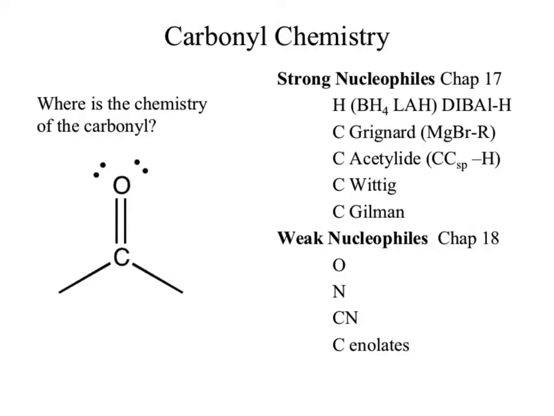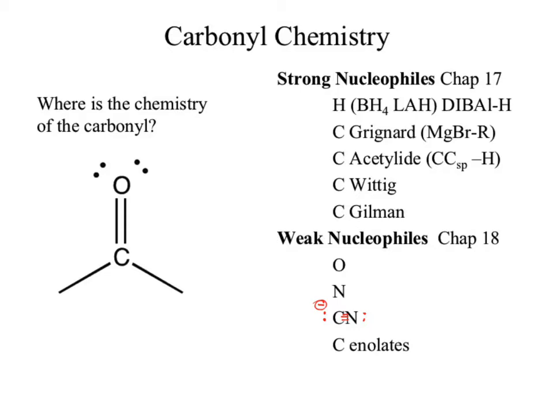We then move to chapter 18, which is our weak nucleophiles. Oxygen, nitrogen, we throw in cyanide just to be fun. Which atom is the nucleophile, carbon or nitrogen? Why is carbon the nucleophile? If we go through and look at the Lewis structure, there's a triple bond in there. Both of them have lone pairs, but the carbon is negatively charged. Our nucleophile is the carbon.